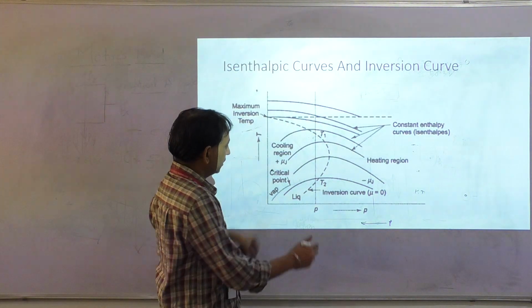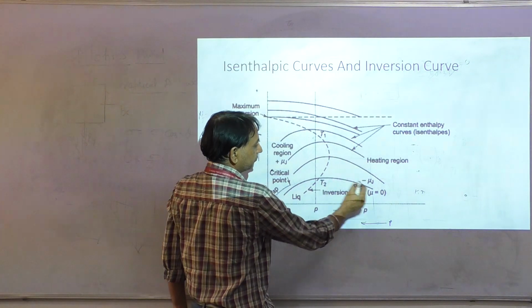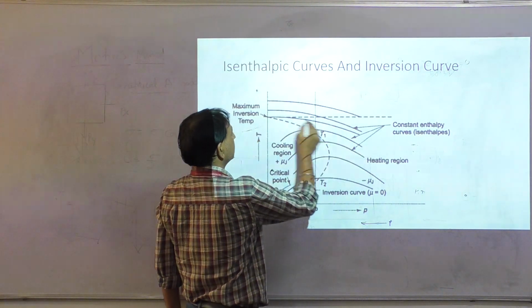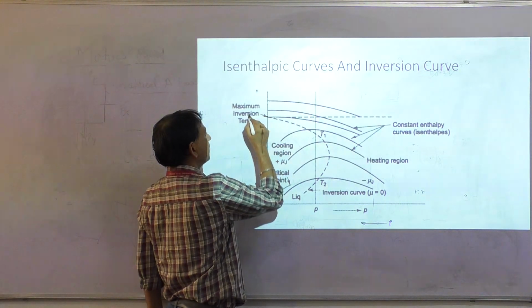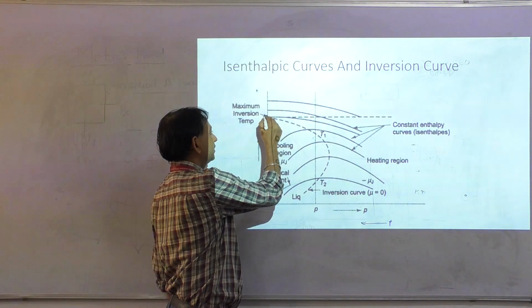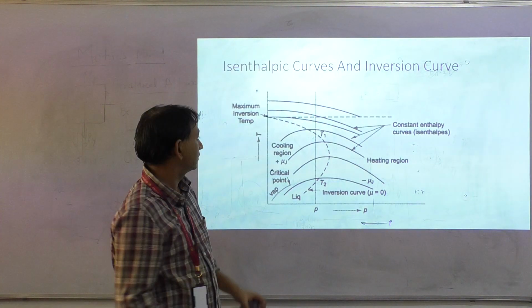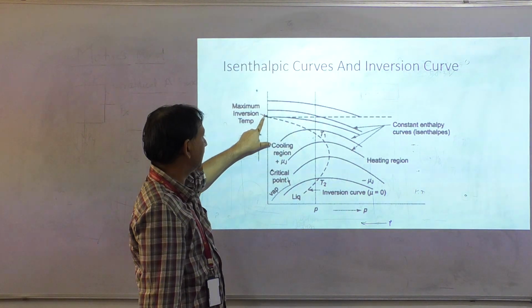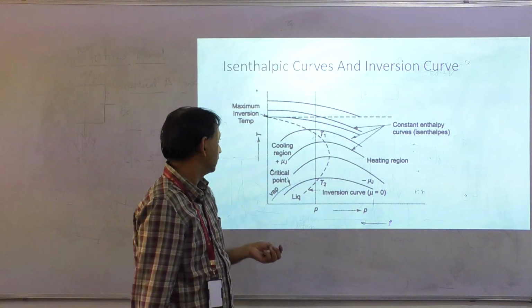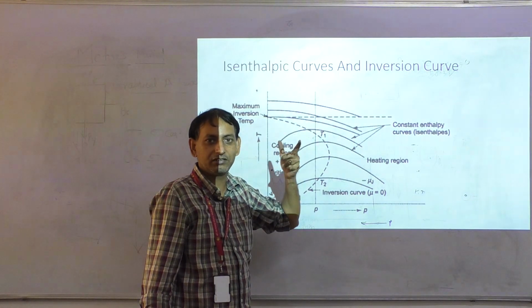See here, we can see there are different isenthalpic curves. These are the isenthalpic curves, constant enthalpy curves. This particular point is the maximum inversion temperature. The maximum inversion temperature indicates that if any gas has a temperature above this maximum inversion curve, then no cooling action is performed on that gas.